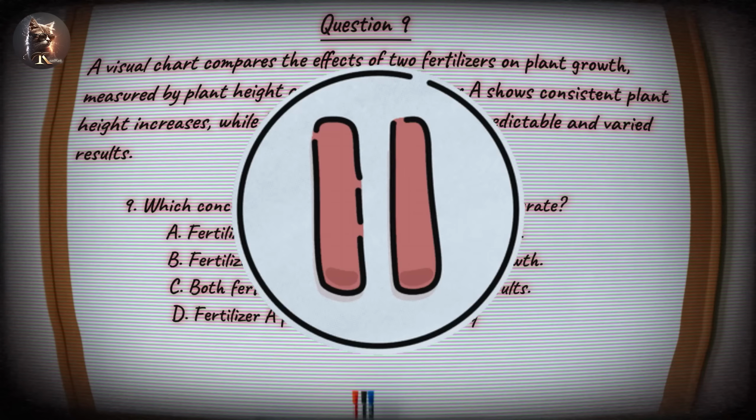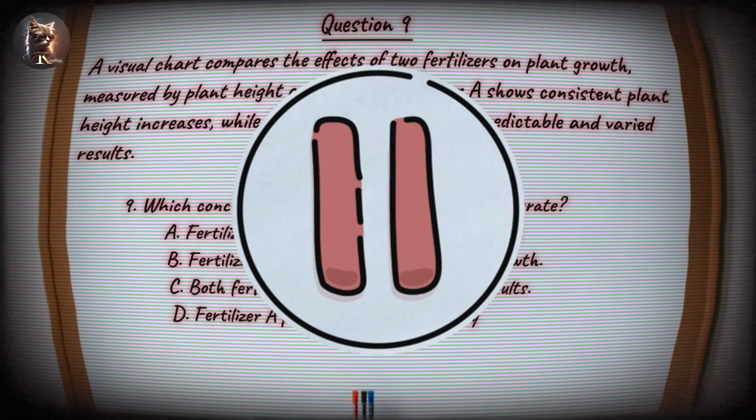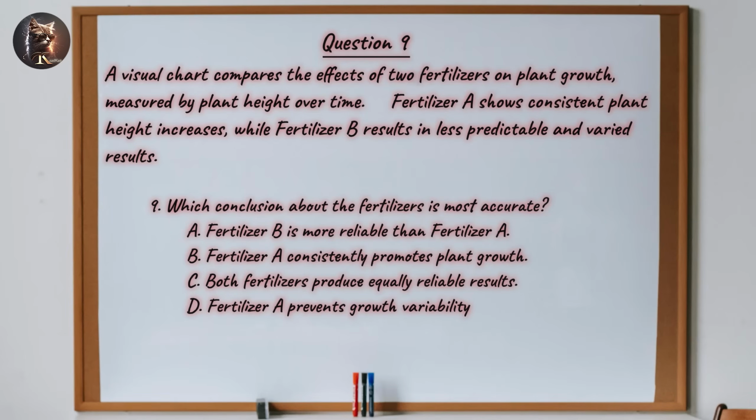Now pause right here and think about what's happening in this passage. We're looking at a comparison between two different fertilizers. Fertilizers are substances used to help plants grow. The passage tells us fertilizer A leads to consistent increases in plant height. This means whenever fertilizer A is used, the plants steadily grow taller over time. Fertilizer B, however, gives us results that are varied or unpredictable.